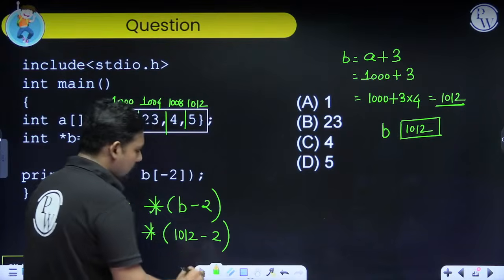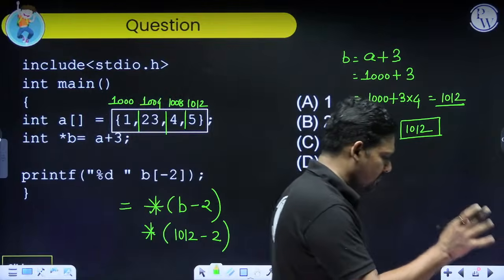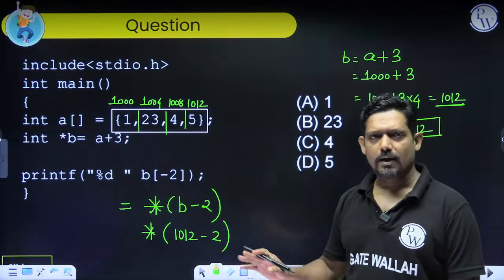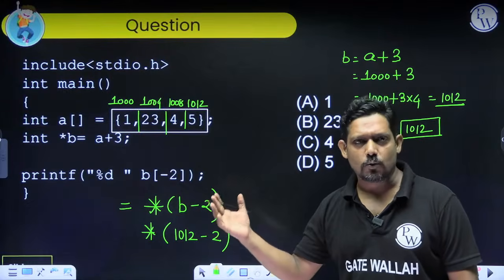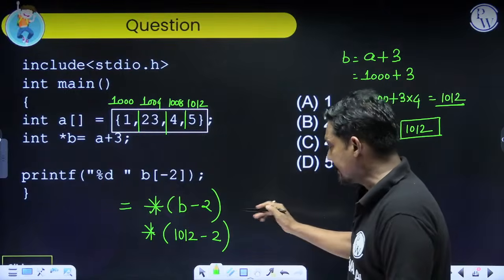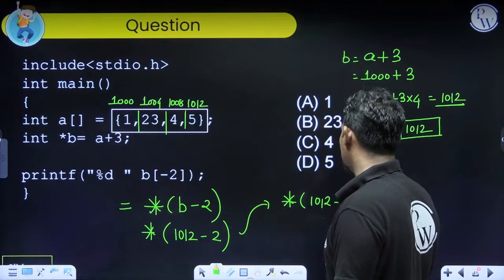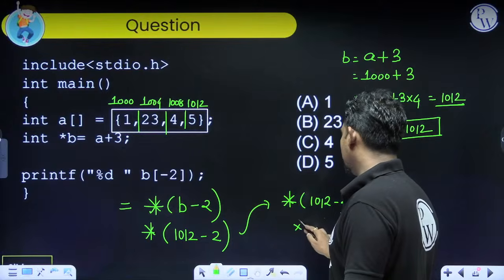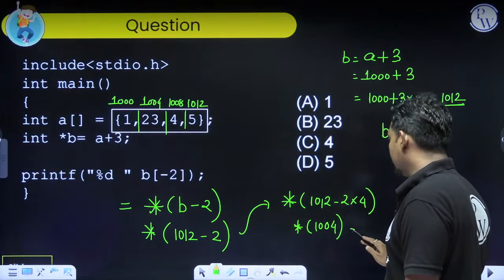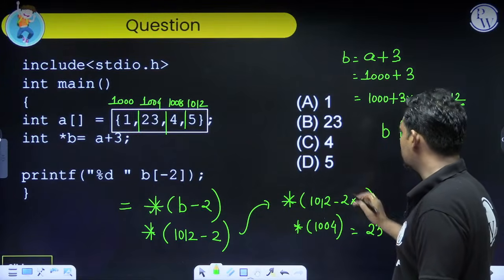Every other student, non-computer science, like civil or mechanical, will ask what is 1012 minus 2? They will say 1010. But as a computer science student, you have to ask what 1012 is. Is it a data type? Is it an address? It's an address. So then it will not work in the normal way. 1012 minus 2 into 4 will become 1004. And dereference 1004, look at your diagram, 1004 is 23. The correct answer for this question is 23.